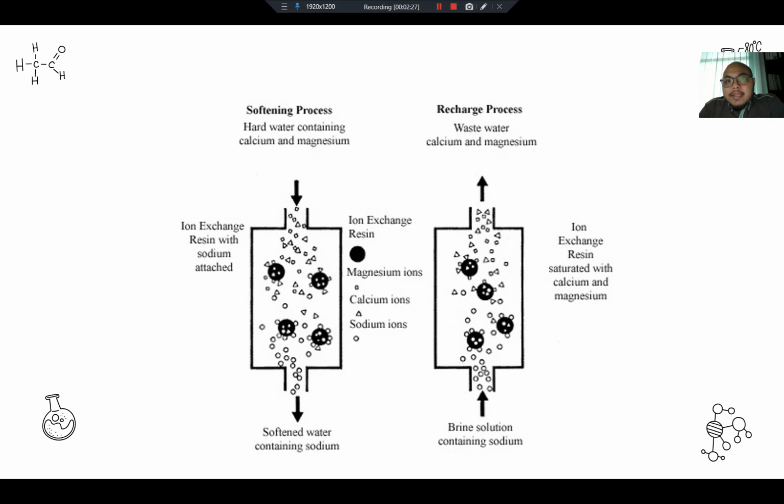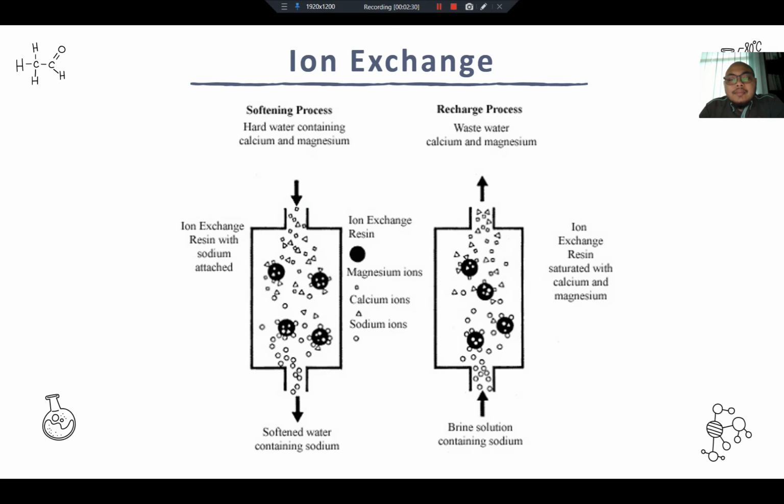So let's go to this figure, okay. Right, if you look over here, here is the example of the softening process. For example, you have the water, hard water over here, and then here you have the resin with the sodium ion. So you can pass through the hard water over here, so the magnesium will get attached to the ion resin. It will replace the sodium. And then if you look over here, only softened water containing sodium will go to the consumer.